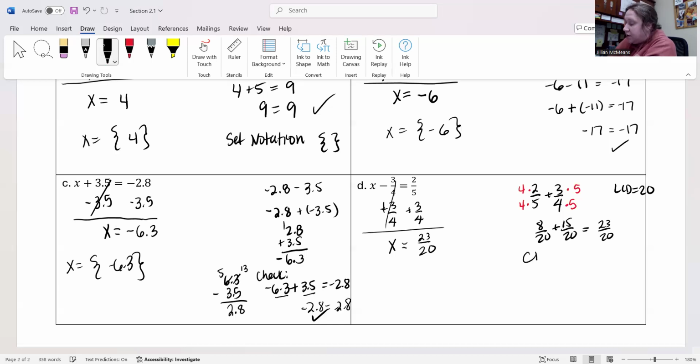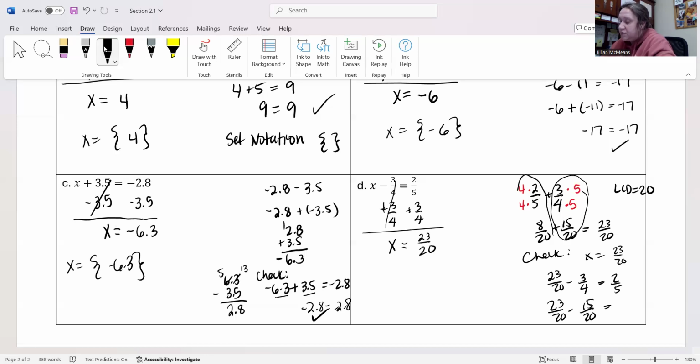Okay, so we're going to check x equals 23/20. So I'm going to rewrite the equation. Anywhere I see an x, I'm going to plug in 23/20. So I've got 23/20 minus 3/4 equals 2/5. Well, we know that 3/4 is 15/20. So we have 23/20 minus 15/20. We know that 2/5 is really equal to 8/20. So we've already got the common denominator stuff worked out here.